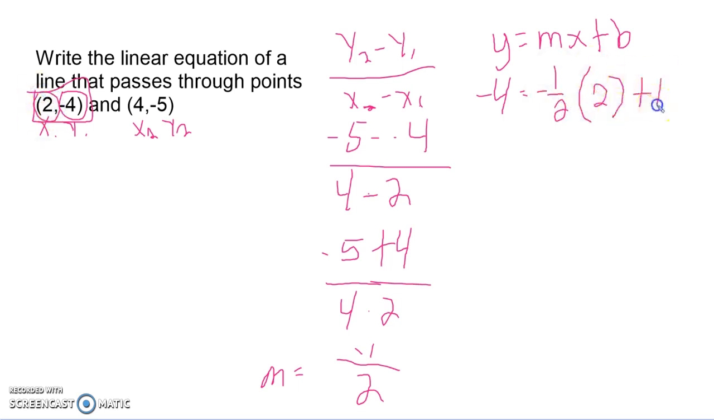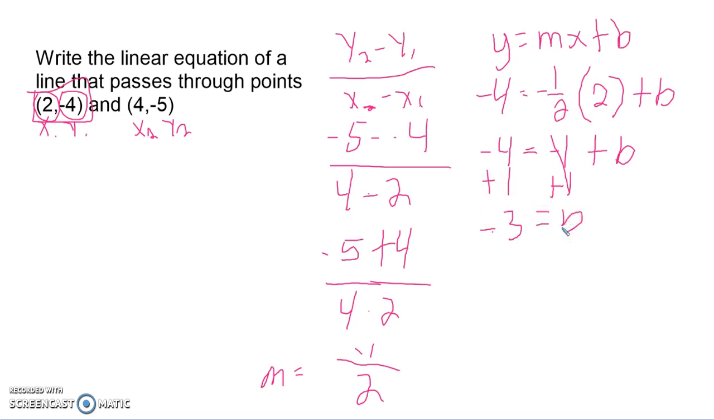plus b. So first thing we need to do is do negative 1/2 times 2. 1/2 of 2 is 1, and it's going to be negative. So I have negative 4 is equal to negative 1 plus b. And so now in order to undo what's been done to this b, we need to add 1 to both sides. Negative 4 plus 1 is negative 3. So we get that negative 3 is equal to b. That means our y-intercept is negative 3.